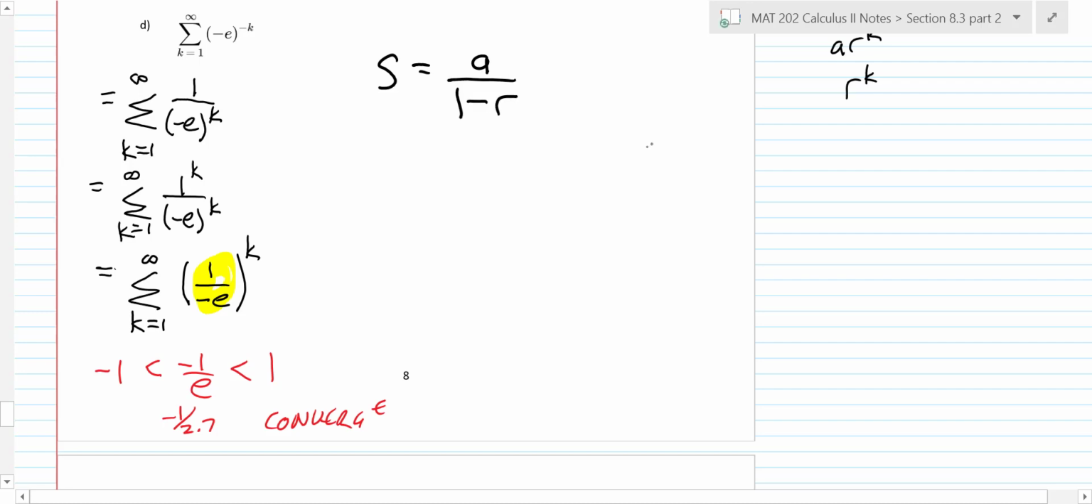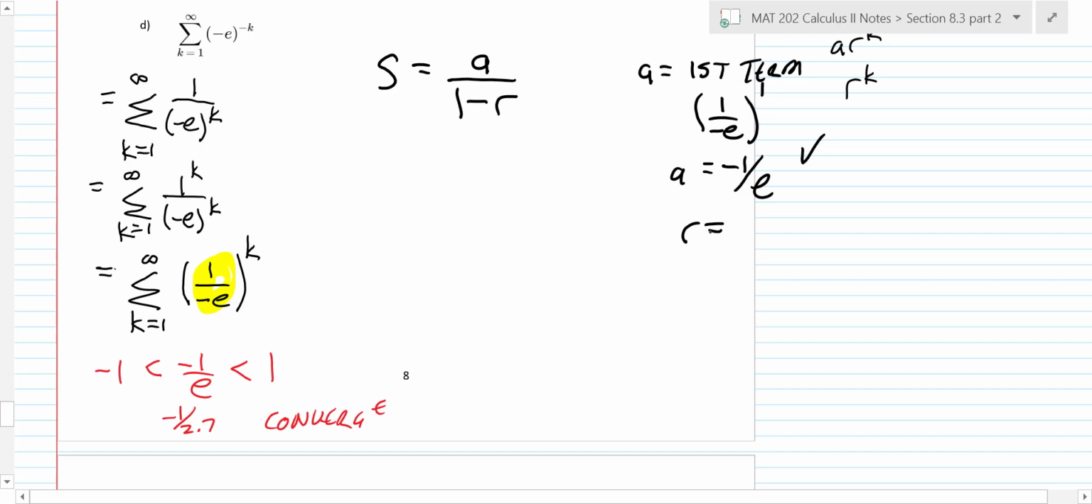Okay, like that. So a is going to be the first term. So we need to go ahead and figure out what that is. So notice that k is 1. So you're going to have 1 over negative e to the first power. And that's a negative number, so that's negative 1 over e. Okay, so we have a is equal to negative 1 over e. Okay, now can you tell me what r is? 1 over negative e, same thing. Okay, that's r right there. That's what's being raised to that power. So that's going to be exactly the same thing.